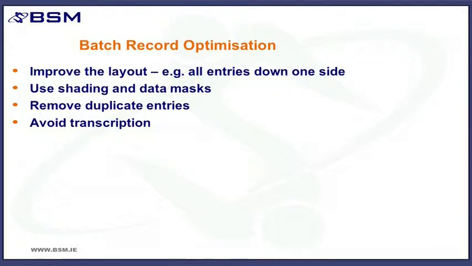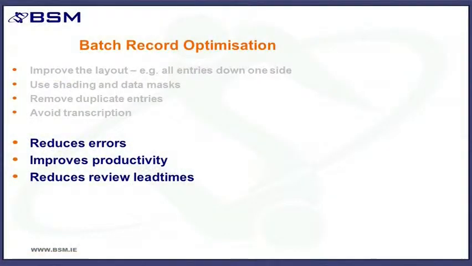Duplicate entries are extremely common in batch records. And also, you would look to avoid transcription. So transcribing something that's already written in one place and writing it on your batch record. So you will aim to avoid doing those things. And those are the main things you will try to do.